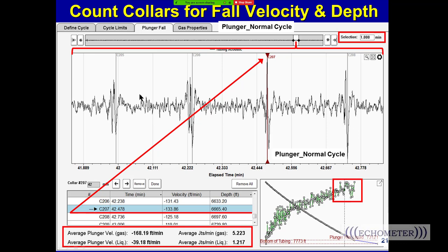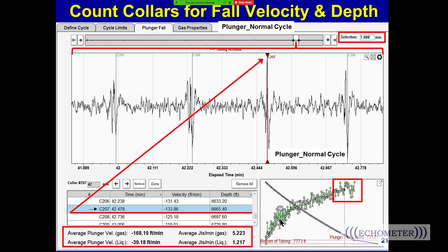And what we're seeing here is that this spike is the acoustic signal of the plunger going by the 207th joint in the well. And down here is the table that shows that information. That's the time to that joint. That's the fall velocity over this time. And then that's the depth to that joint. And here's the average fall velocity in this well, and that's the fall velocity we calculate through liquid.